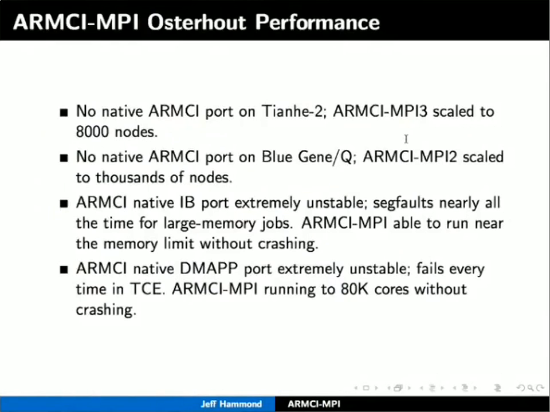So here's the rough performance that we've observed. There's no native port on Cray XC30, which of course is the best machine in the world. They have an MPI-3 implementation, however, it's based off of MVAPICH. We've scaled Global Arrays code to 8,000 nodes, which is a third of that machine. There's no native port on Blue Gene/Q. There's also no MPI-3 support until very recently, since I left Argonne. But ARMCI-MPI worked just fine for what we needed to do with NWChem.